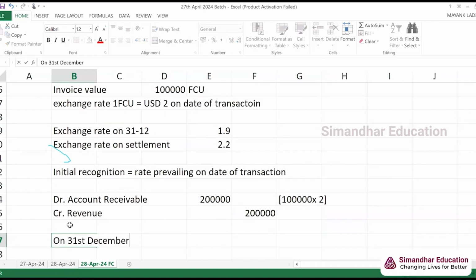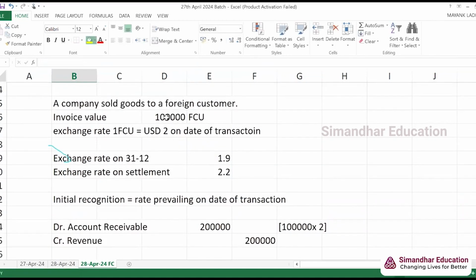And tell me one thing. We have to receive 100,000 foreign currency units. Okay, we will not receive in dollars. We will receive in foreign currency units, and subsequently we will convert it to dollars. Now, on the date of transaction, I was expecting it will be 2 per dollar. On the date of balance sheet, it has come down to 1.9.